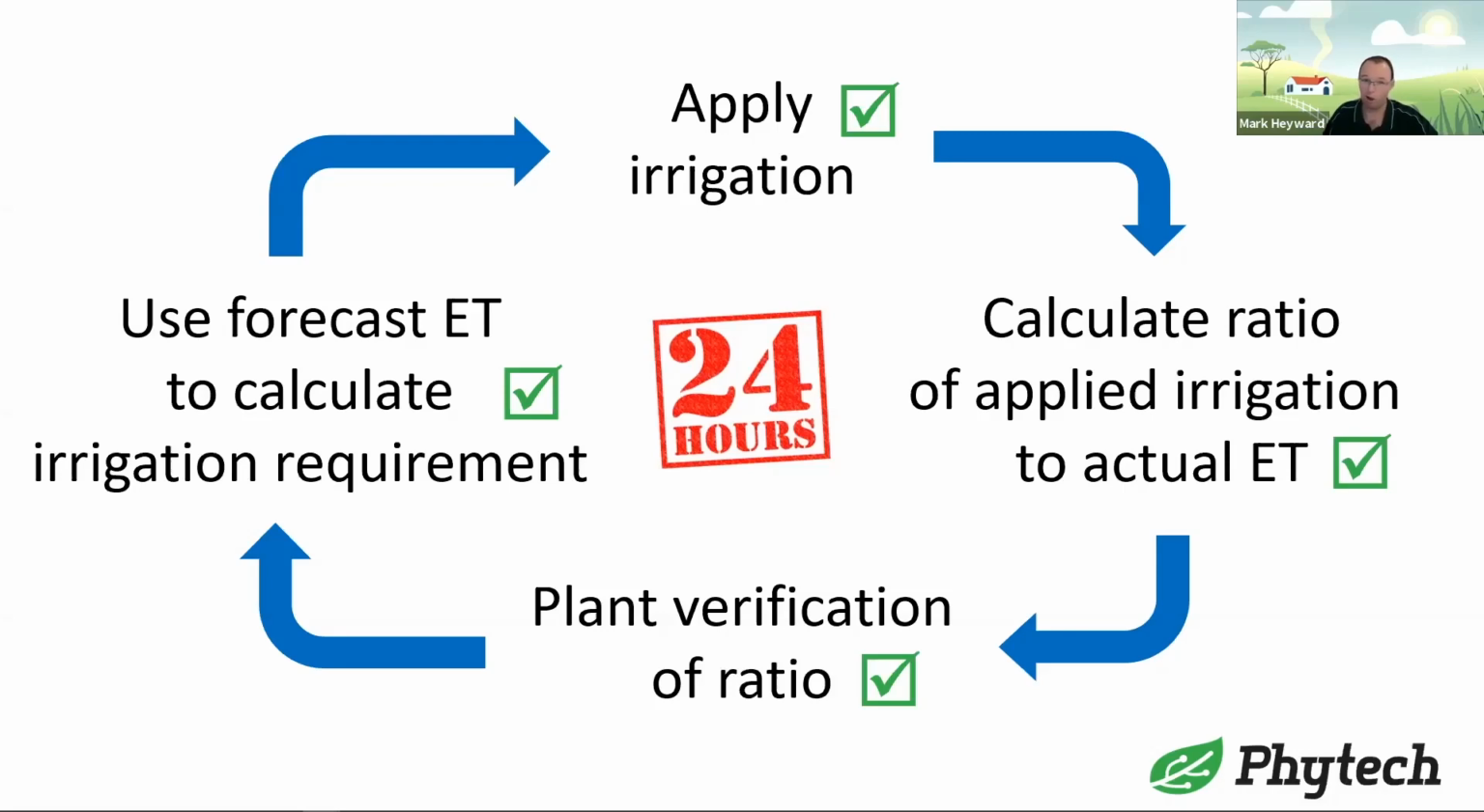So we've changed that learning cycle from 1 year down to as short as 1 day. If you're irrigating every 3 or 4 days or so, then you just sum the values of your irrigation for those days as well as the evapotranspiration to calculate that ratio.